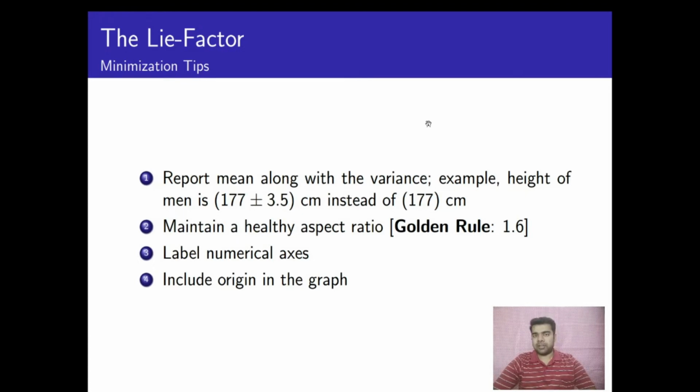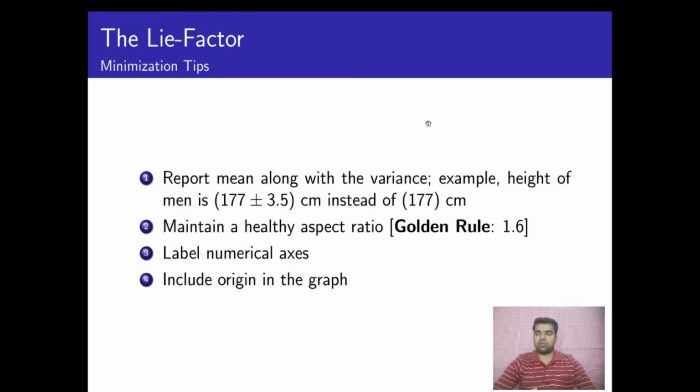There are multiple ways that you can go for. The first thing is to report the mean along with the variance. So instead of saying that the height of men is 177 centimeters, for example, the better way could be to report the mean along with the variance also, right? Then it makes sense to maintain a healthy aspect ratio whenever we choose a visualization graphic. The golden rule is to go for an aspect ratio that is around 1.6. And what is aspect ratio? It's basically the ratio of width to the height of the visualization graphic.